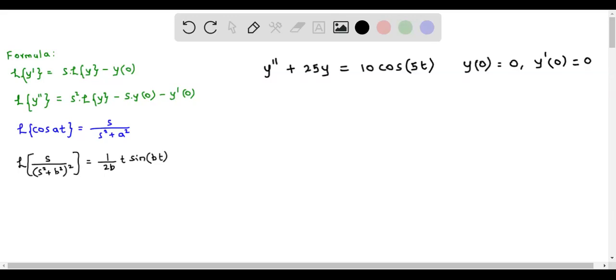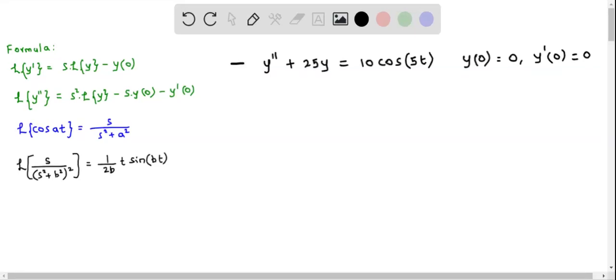We will now solve this given differential equation by using the Laplace transform. So first, I'm going to apply Laplace transform to both sides of this equation. Therefore, I write this as Laplace transform of y double prime plus 25y equals Laplace transform of 10 times cos of 5t.